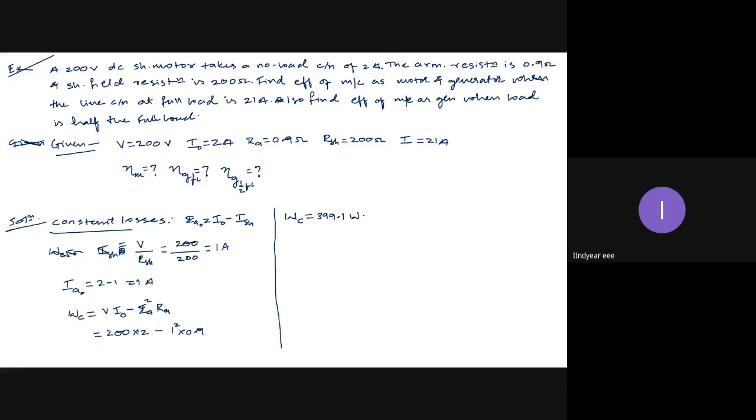So almost all the losses are constant losses because IA naught is very small. This is IA naught square, it is just 1 ampere. Okay, so this is constant losses. Once I know constant losses, I can find the efficiency of the machine as a motor or a generator. I can take that in the next video, efficiency as motor.